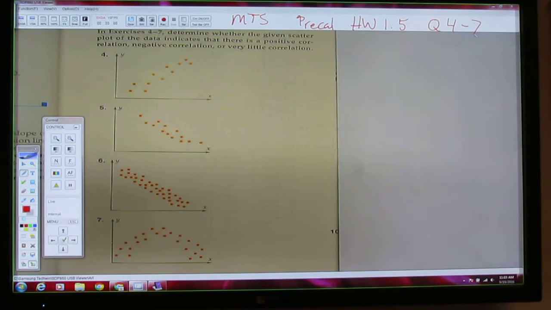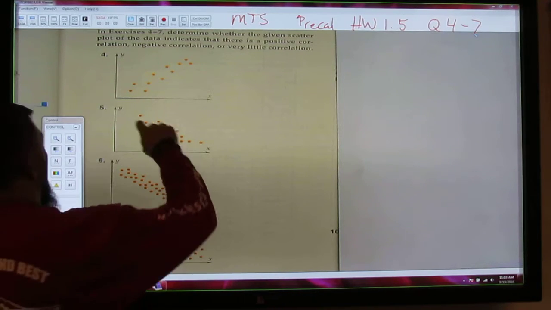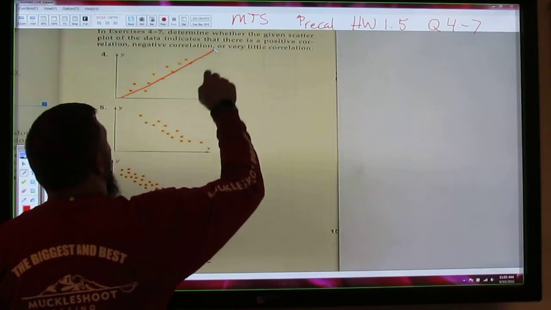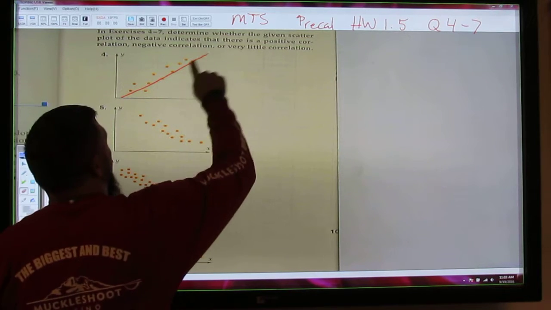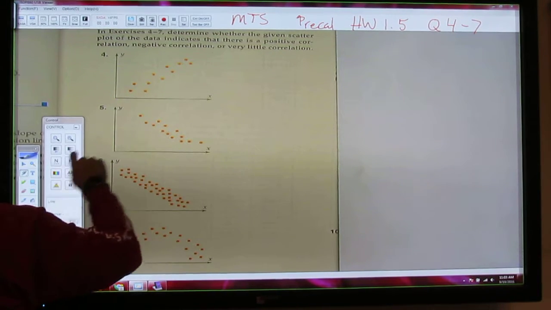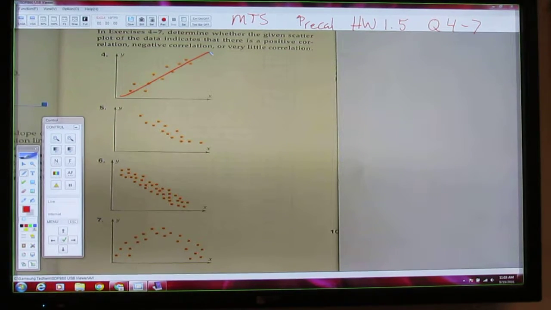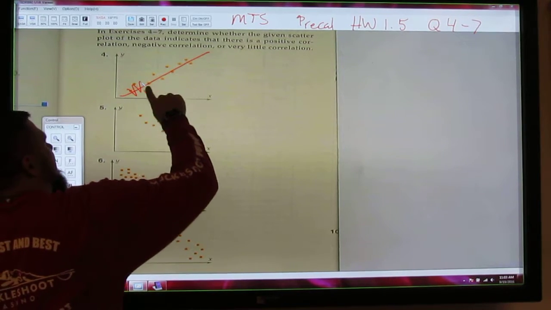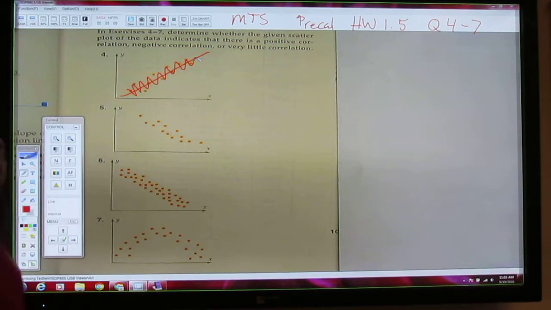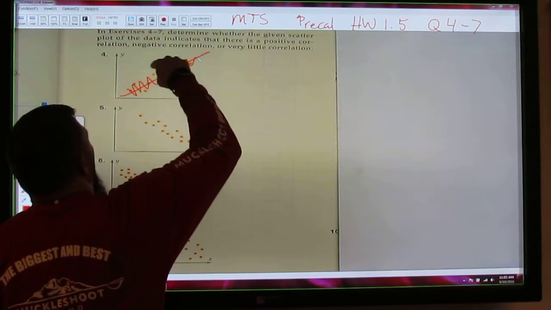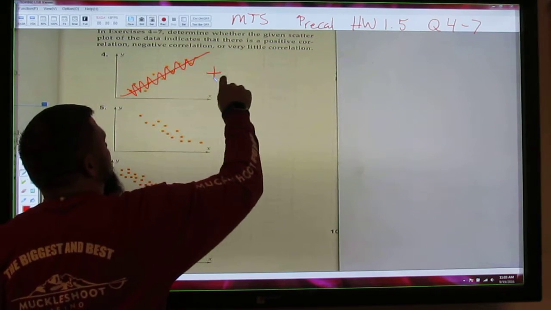So number 4, we would look at it, we would draw a line that goes through. Sorry about that, it doesn't really go through. Let's try that again. A line that goes through. Okay, now how close are they? And if we think about it, how wide is the line, in other words? It's pretty linear, but it's not very thick. So in this essence, we know that it has a positive correlation.